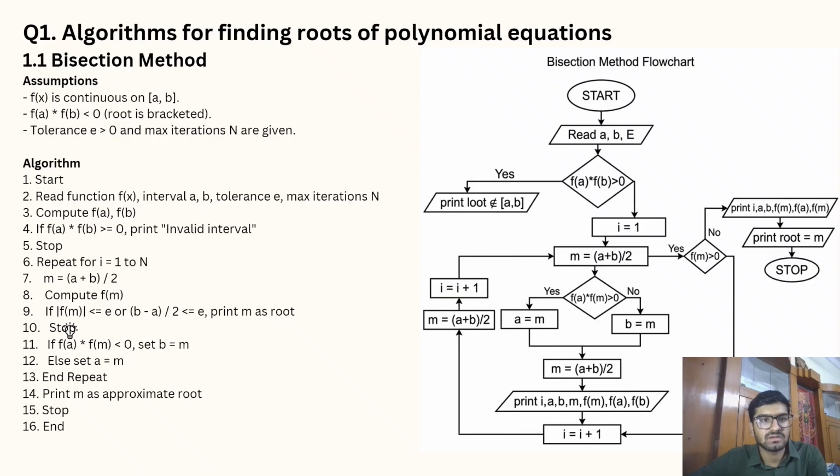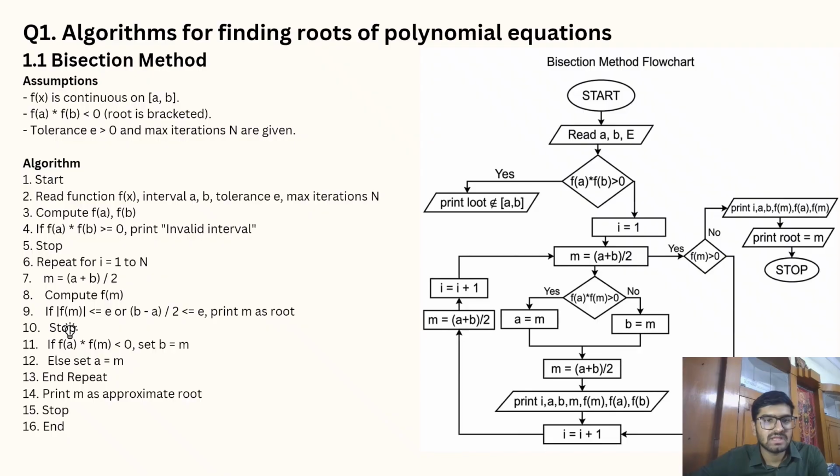We are taking three assumptions. First, f of x is continuous on the interval a to b, and f of a into f of b is less than 0. And the third one is the tolerance e is greater than 0, but for example, the tolerance can be 0.0001, and the maximum number of iteration is n.